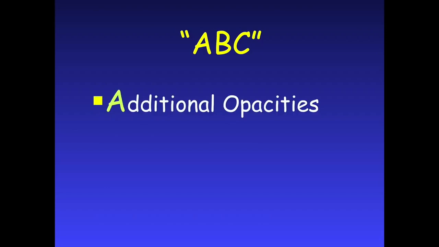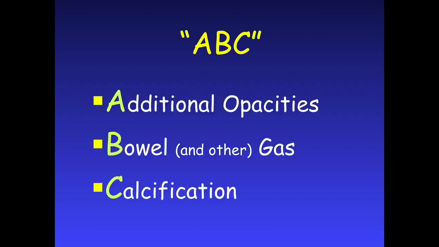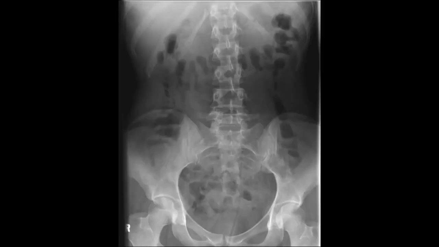So we like talking about A, B, C. Easy enough to remember. A is for additional opacities. B is for bowel gas pattern or extraluminal gas pattern. C is for calcification. So easy to remember, and then we will put it into practice. So here we go, putting into practice A, B, C.